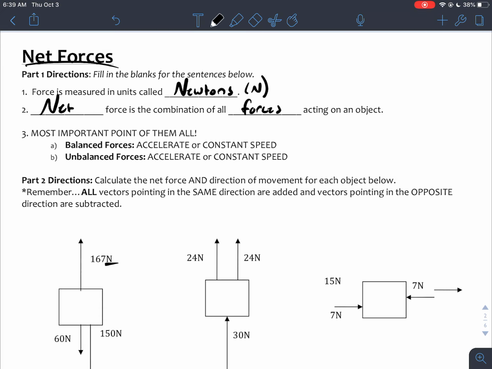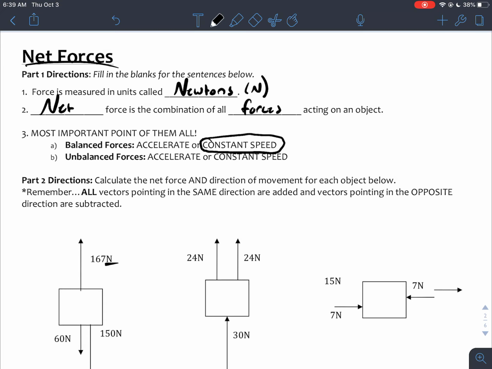If you have balanced forces, your object is going to stay at a constant speed. It's not going to slow down. It's not going to get faster. It'd just be like if you and your friend are both pushing on a box with an equal amount of strength, that box is not going to move. It's going to stay constant.